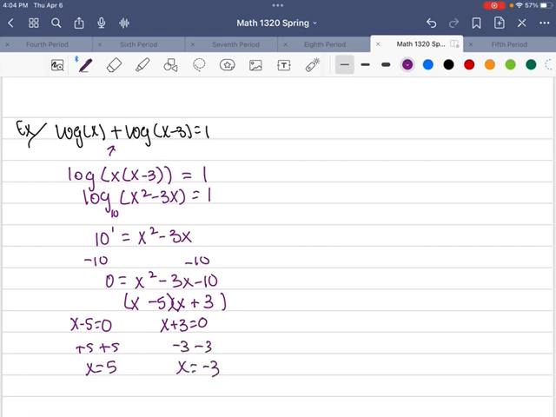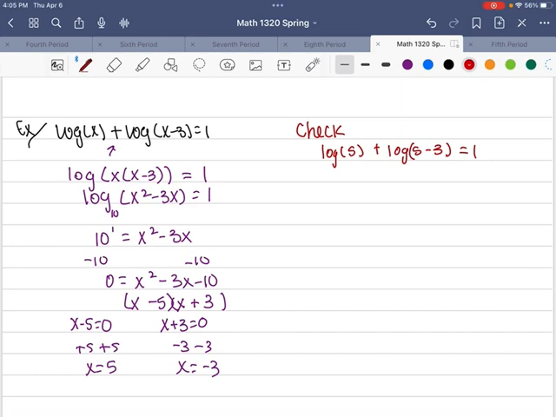So here are my two solutions, but I need to check them to make sure that I don't get a negative number, because we can't take the log of a negative basically. So I'm going to check them, and we want to make sure that they work out. So let's check the 5. I'm going to plug the 5 in. So I'll have log of 5 plus log of 5 minus 3 equals 1.